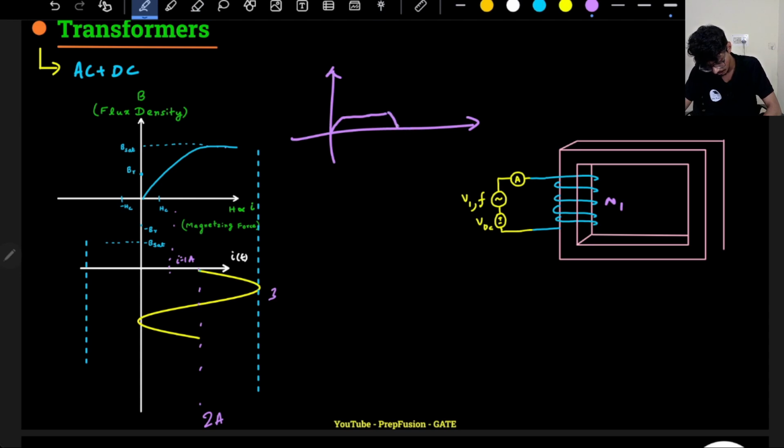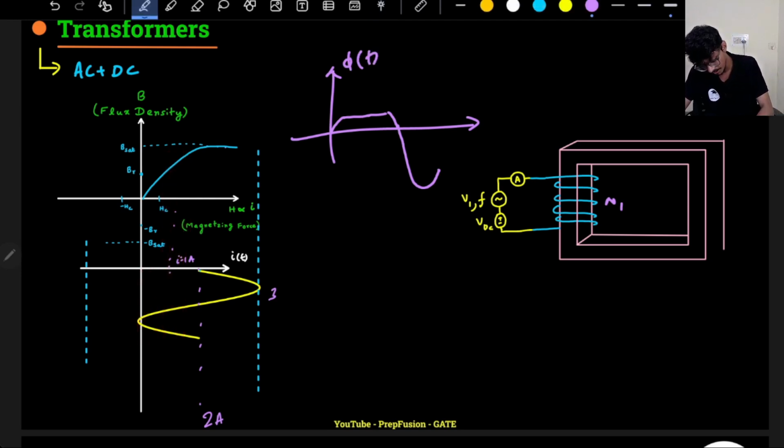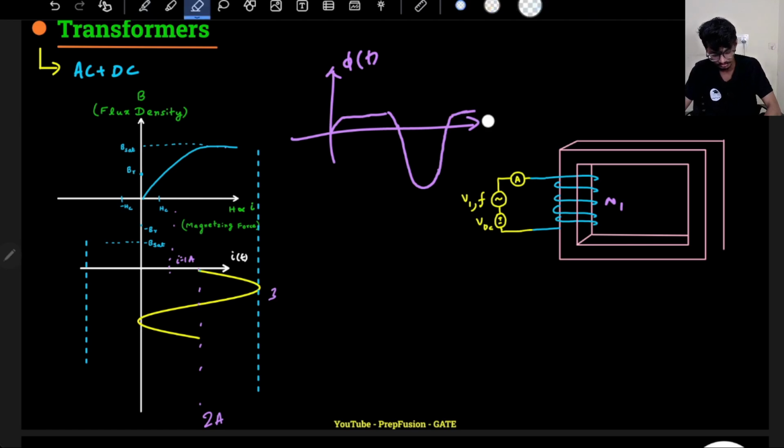Okay, and here it will be like this, because this region is totally in the linear region. So this flux waveform is so bad. It is not even a sinusoidal. What is this? This is not a sinusoidal, right? This is something else, right? So many harmonics are there.